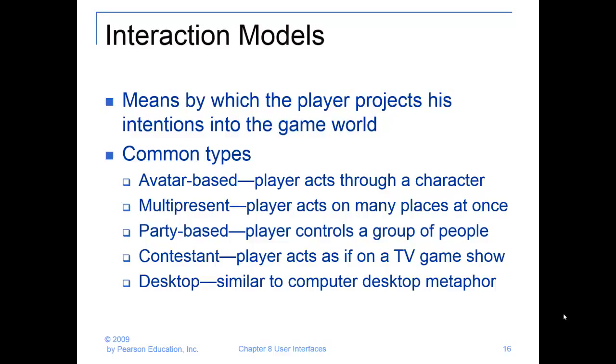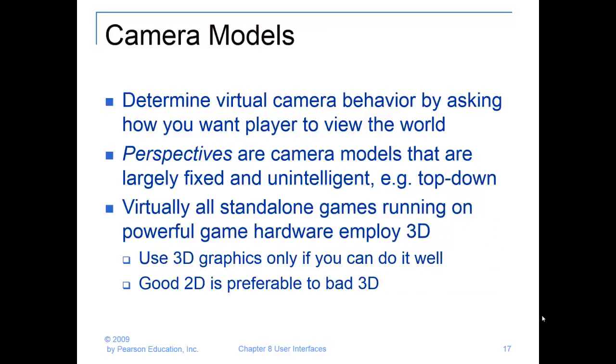Alright, and then you've got to think about your camera modes or your camera angles. Do you want first person? Do you want third person? Where do you want the camera to be with respect to the player? And then, if it's a 3D game, that's great, but good 2D is preferable to bad 3D. There are some first-person shooters out there that don't allow you to go into first-person mode. You're always in third person, looking at your character over his shoulder. And without crosshairs, it's a lot harder to aim like that.